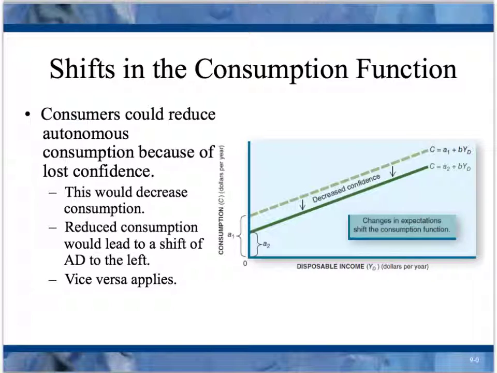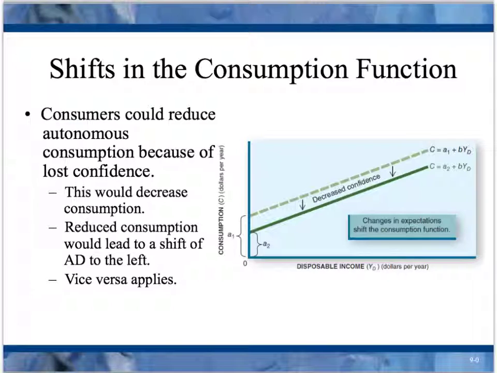So this is the consumption function on the graph. Let's say there is a change in autonomous consumption. If there is a change in autonomous consumption, A is going to change. Let's say there is a decrease in A. So the consumption curve is going to drop.